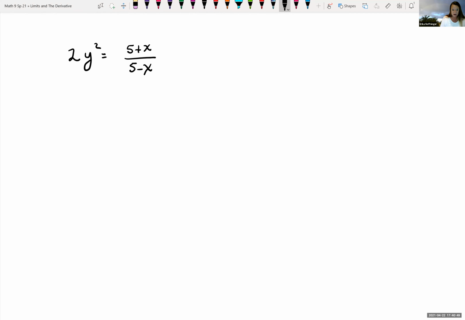So I noticed I could get y by itself, I could have this as y equals. But then I'm going to have plus or minus, I'm going to have square roots in there, and I'm going to have to do the chain rule and the quotient rule. So we can bypass that by using implicit differentiation. So we want to use implicit differentiation and solve for dy dx.